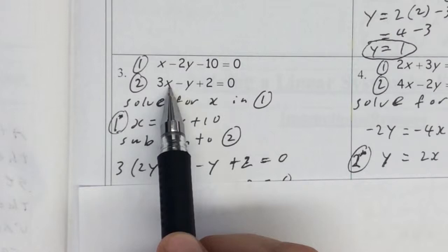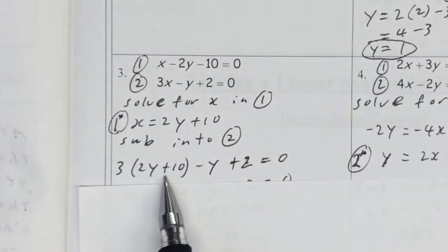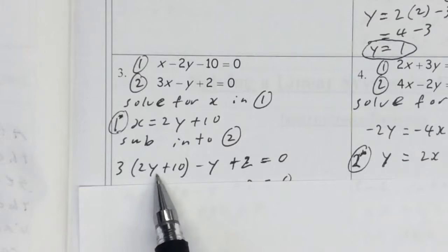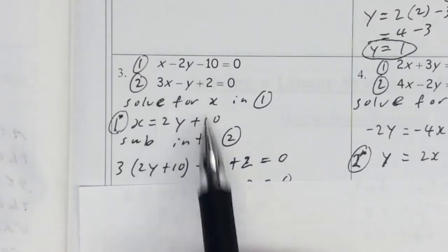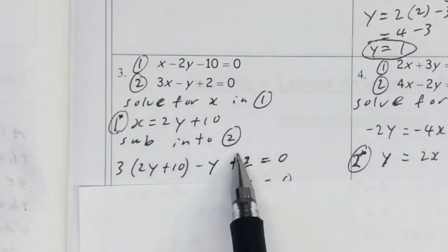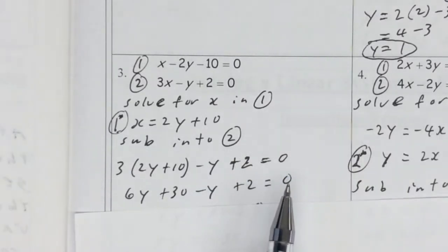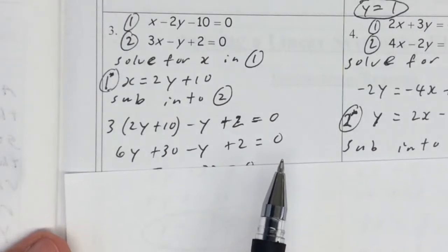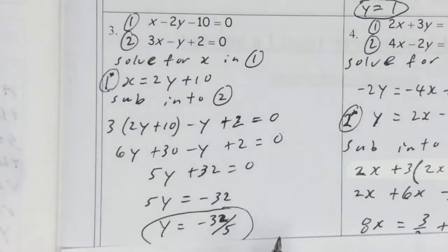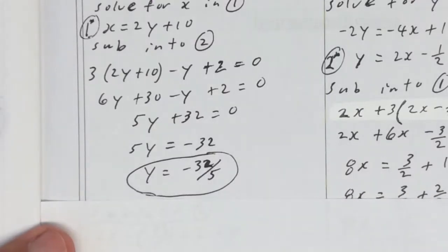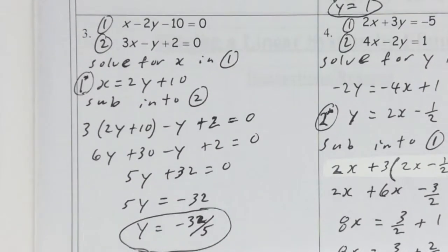So 3 times an expression for x that we just got, the 2y plus 10, minus y plus 2 equals 0. Okay? Expanding, simplifying, solving, and we get y equal to negative 32 over 5. Now that would not be easy to find on a graph, would it? Okay, so negative 32 over 5 would be hard to graph.